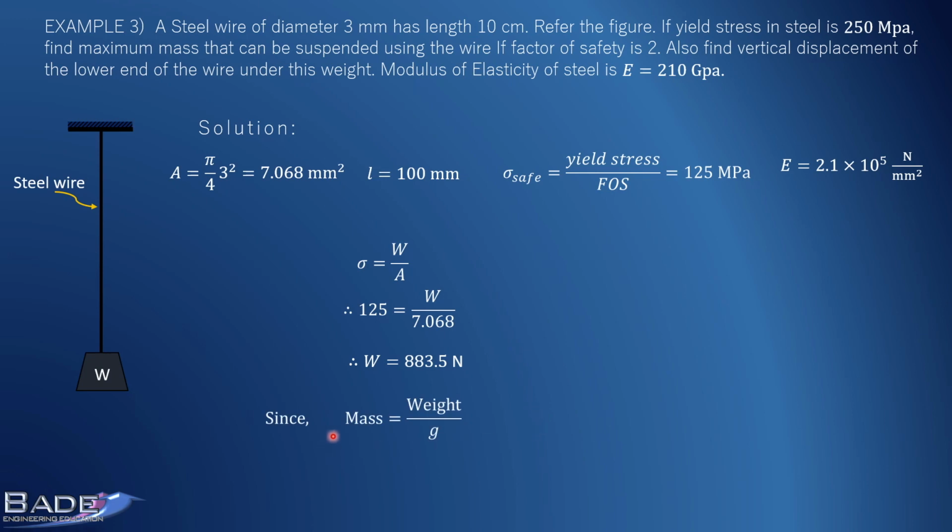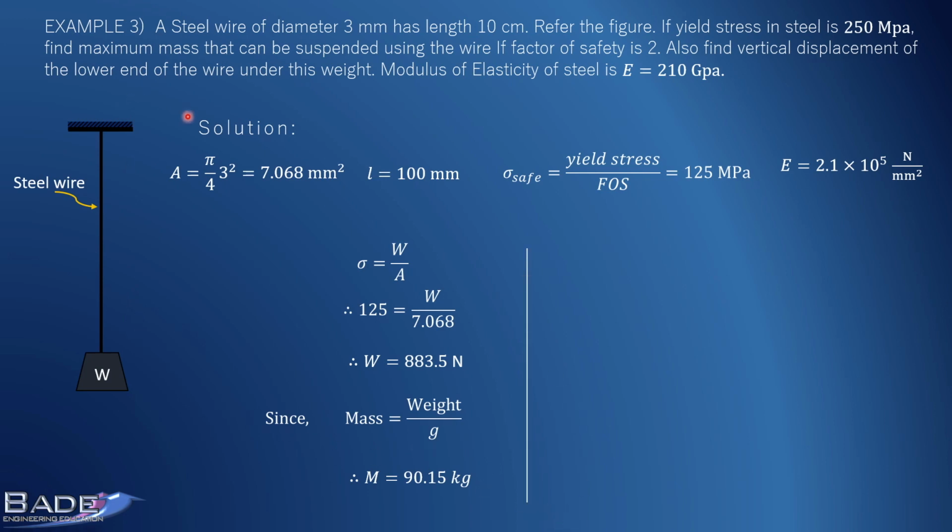Okay. Now we are asked to find mass. So be very careful when you write final answer. So divide weight by gravitational acceleration g, 9.8 meters per second square. So weight divided by g, and this is how you have found out mass in kilogram. So this is the maximum mass you can hang using this wire.